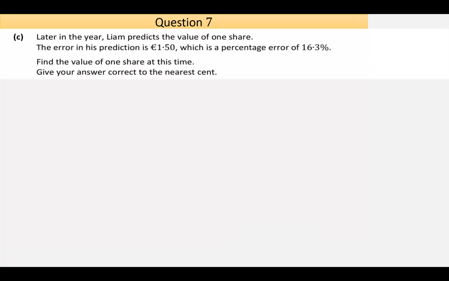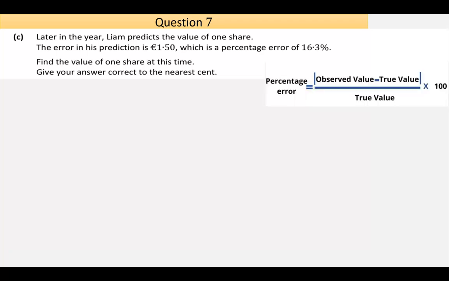Now, part C says, later in the year, Liam predicts the value of one share. The error in his prediction is €1.50, which is a percentage error of 16.3. Find the value of one share at this time. Give your answer correct to the nearest cent. So percentage error is given by the observed value take away the true value, divided by the true value, multiplied by 100, because it's a percentage. So it's a kind of formula I struggle to remember.